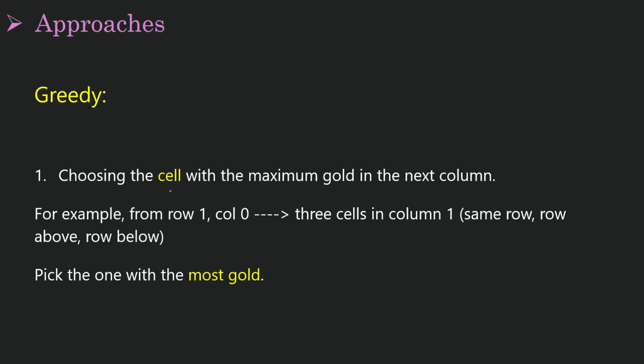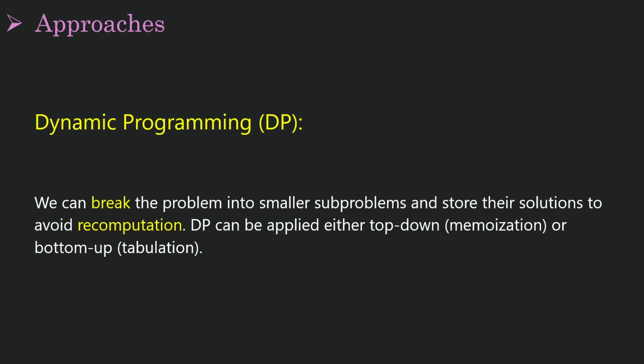Greedy approach. A greedy approach might involve always choosing the cell with the maximum gold in the next column. For example, from row 1, column 0, we look at the 3 cells in column 1: same row, row above, row below, and pick the one with the most gold. But this doesn't guarantee the maximum overall gold. A cell with less gold now might lead to a path with much more gold later. Greedy doesn't work here because we need a global optimum, not just local decisions.